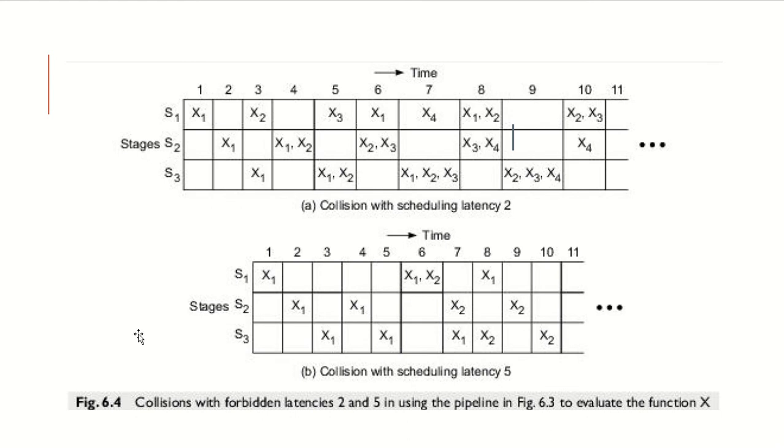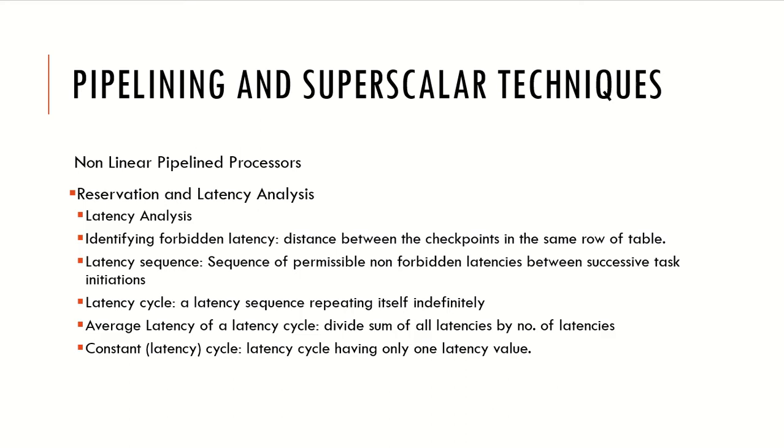This is just to give you a better understanding of what latency and collision are. Now, moving further, the reservation and latency analysis. While identifying the forbidden latency, you first calculate the distance between the successive check marks of a row. Based on that, you derive the forbidden latency. The latency sequence is the sequence of permissible, non-forbidden latencies between successive task initiations.